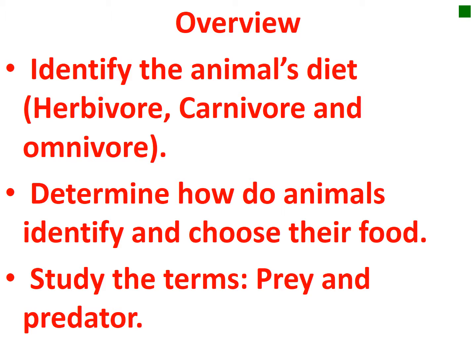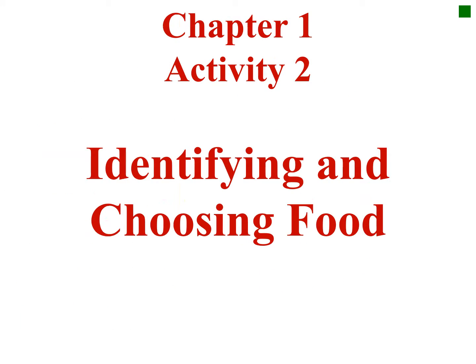Already we identified the meaning of a herbivore, animals that consume food of plant origin, carnivore, those that consume food of animal origin, and omnivore, those who consume food of plant and animal origin.